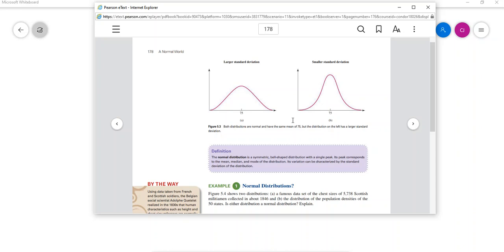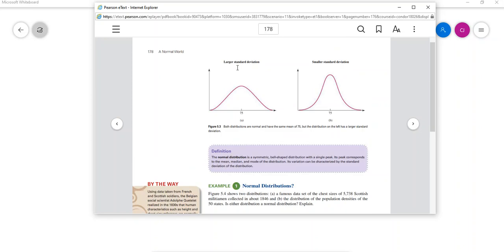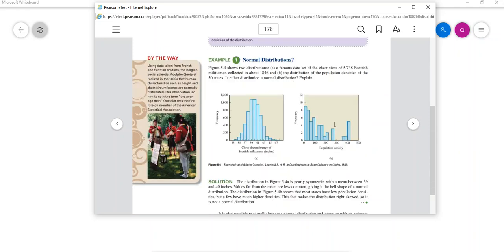So it says here the definition: normal distribution is symmetric about the middle. Okay, it's got this kind of bell shape to it. It's a single peak, corresponds to the mean. Its variation can be characterized by the standard deviation. Okay, all right. So let's go and look at this now.